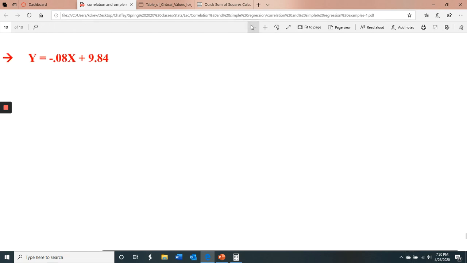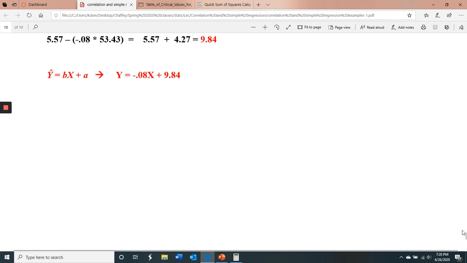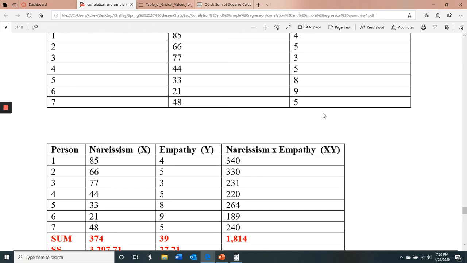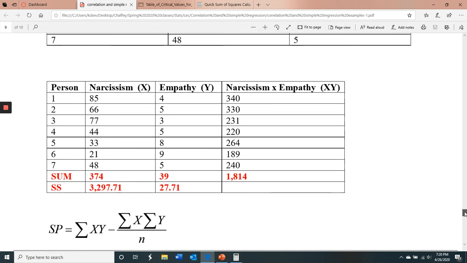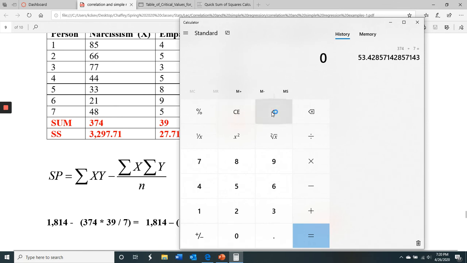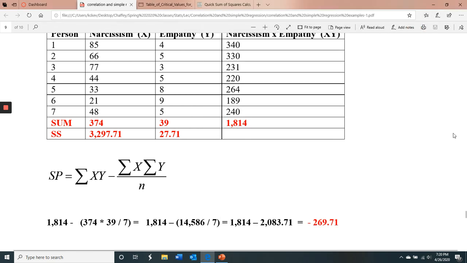I don't like using this laptop sometimes. 53.43 was the mean of x, and I put it there. See? Mean of x is here, mean of x is here. Mean of y. So the sum of y was 39. 39 divided by 7. 5.57 is the mean of y.